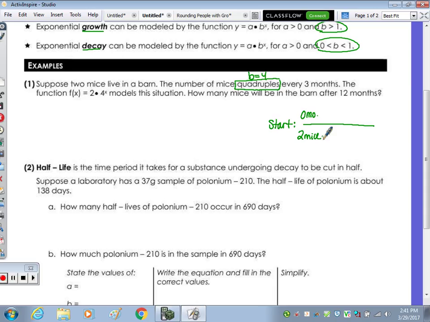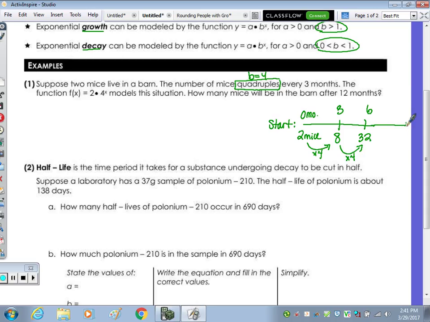So you can figure this out without looking at the function. Every 3 months, it's going to quadruple. So when are we going to see the next amount of mice, at how many months? 3. And then how many mice will we have? 8, because you multiply times 4. When's the next change? Because it's going to quadruple every 3 months, so 6. And then we're going to have how many mice? 32, because 8 times 4.